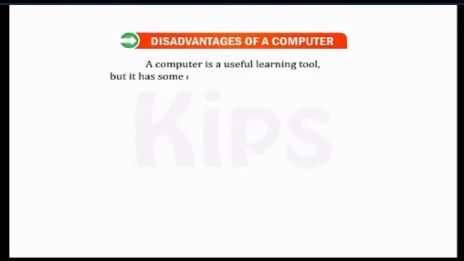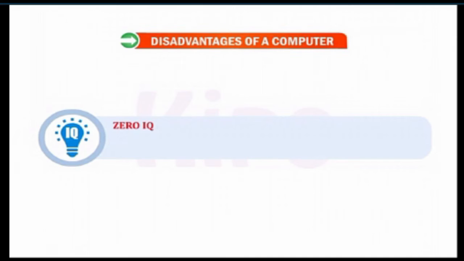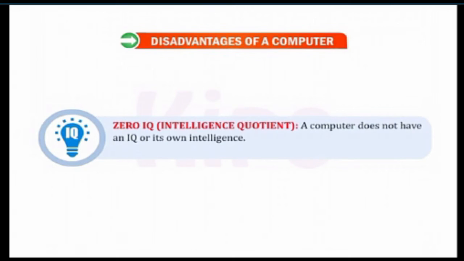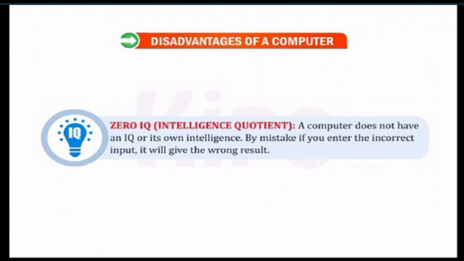There are also some disadvantages of a computer. A computer is a useful learning tool, but it has some disadvantages, which are as follows. Zero IQ, intelligence quotient. A computer does not have an IQ or its own intelligence. By mistake, if you enter the incorrect input, it will give the wrong result.